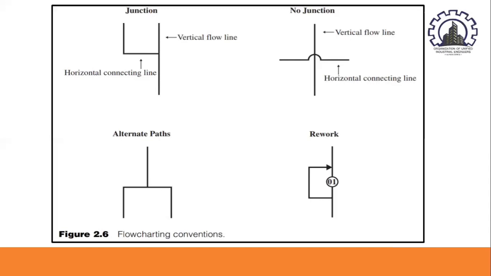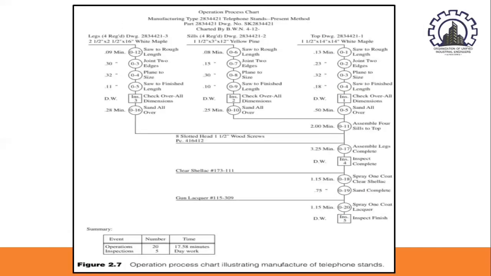That is, draw a small semicircle in the horizontal line at the point where the vertical line crosses, as shown in figure 2.6. As you can see, this is figure 2.7, and this is an example of an operation process chart. Again, in constructing an operation process chart, the two symbols that we're going to be using are the small circle and the small square. Take note that the small circle denotes operation, and the small square denotes inspection.